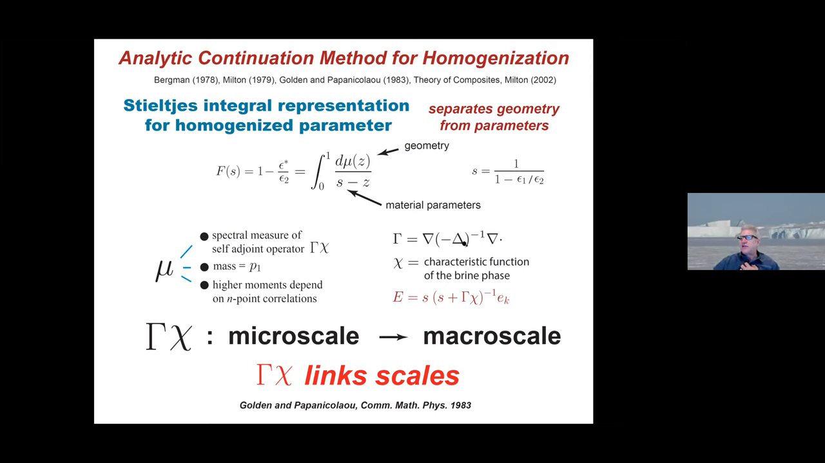Gamma is gradient, inverse Laplacian, divergence, the inverse Laplacian being like convolution with the Green's function, and appropriate boundary conditions if necessary. And this is where the randomness comes in. Chi is the characteristic function of the brine phase. So the mass of the measure is the brine volume fraction. Its higher moments depend on n-point correlation functions. And the underlying mathematical structure that makes everything go is this resolvent representation for the electric field in terms of the average field. This is the same structure that you'll see in many different applications. So this operator gamma chi, I think of this as linking scales. It takes us from the micro scale in chi to the macro scale of the homogenized parameter.